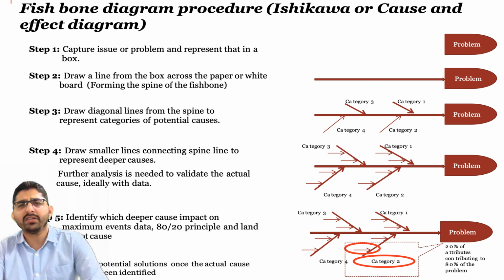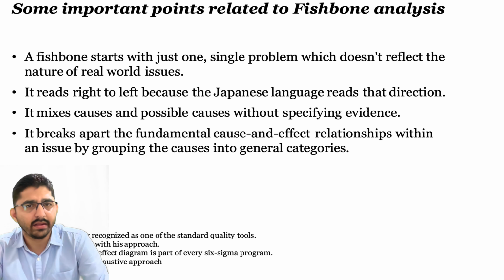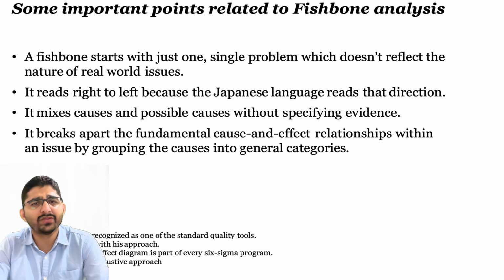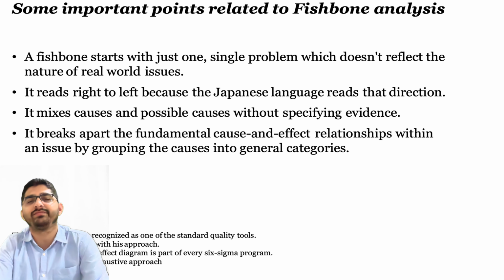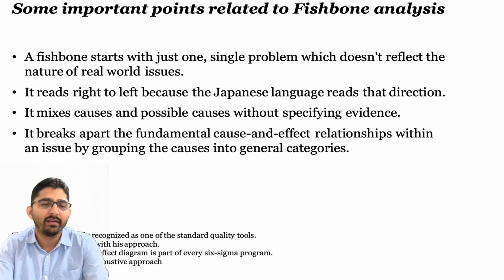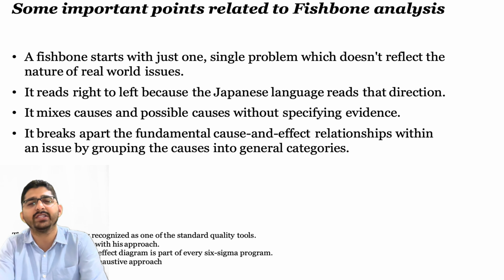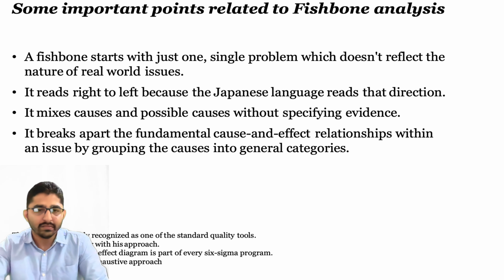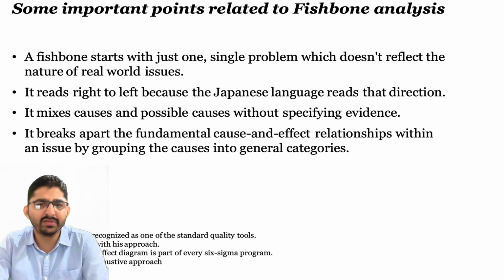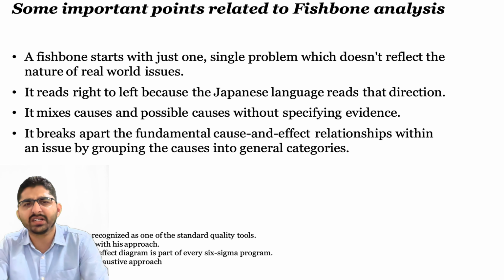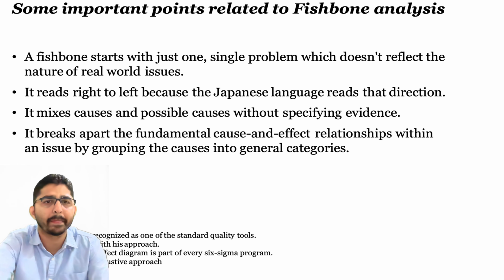So what are those important points related to fishbone analysis? A fishbone starts with just one single problem, which doesn't reflect the nature of a real world issue. It reads right to left because the Japanese language reads in that direction. It mixes the cause and the possible cause without specifying evidence. So I hope these are some of the limitations of the fishbone, my friends.